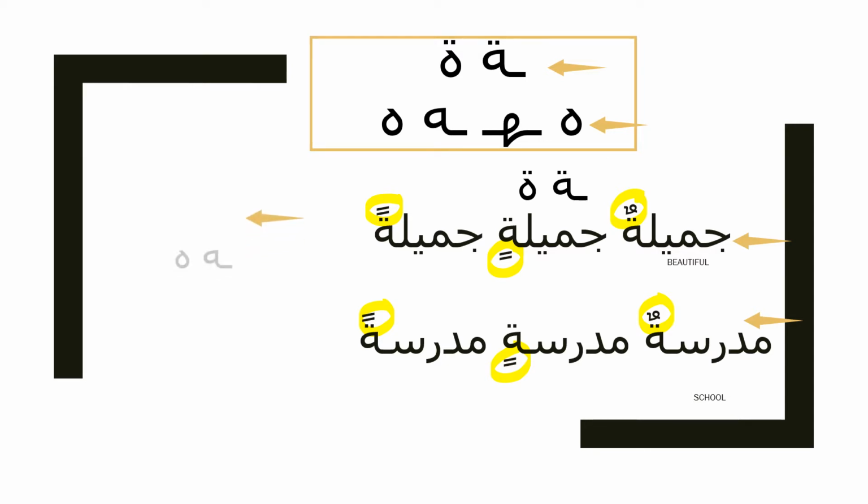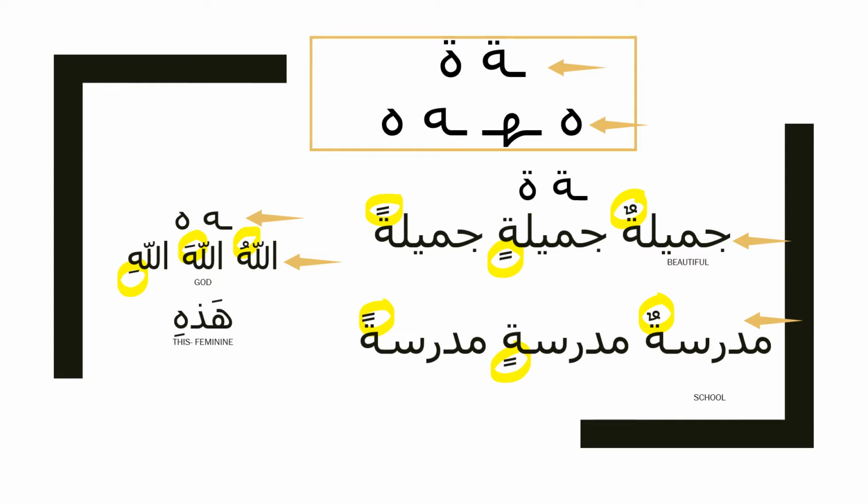Let's see ha. Let's pick the word Allah. I want to add dhamma. Allahu, Allaha, Allahi. Did you hear ta sound? No. So if you don't hear ta sound, then it's ha.